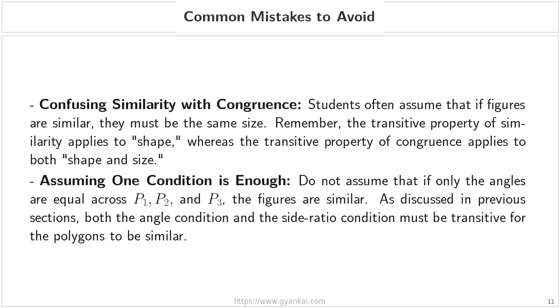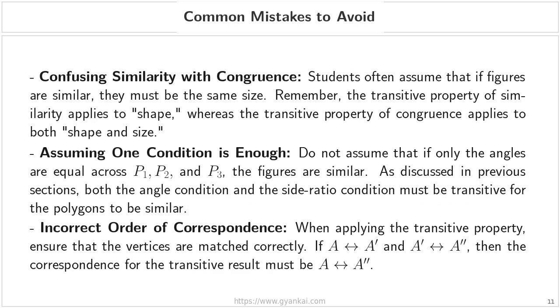Second, avoid the mistake of assuming that only one condition is enough. You might be tempted to think that if only the angles are equal across polygon 1, polygon 2, and polygon 3, then the figures are automatically similar. But, as we broke down in our logical proof earlier, similarity is a two-part requirement. You must ensure that both the equality of angles and the proportionality of sides are maintained through every step of the relationship. Finally, always pay close attention to the order of correspondence.